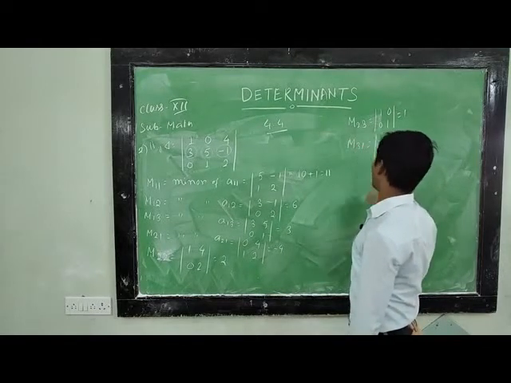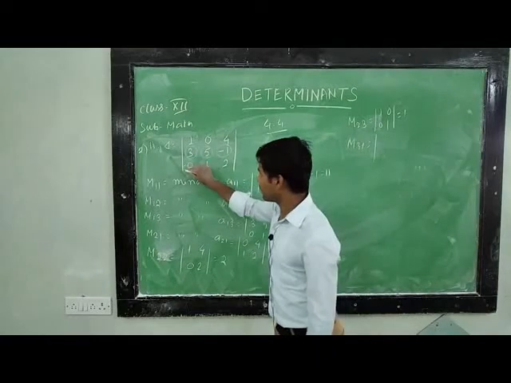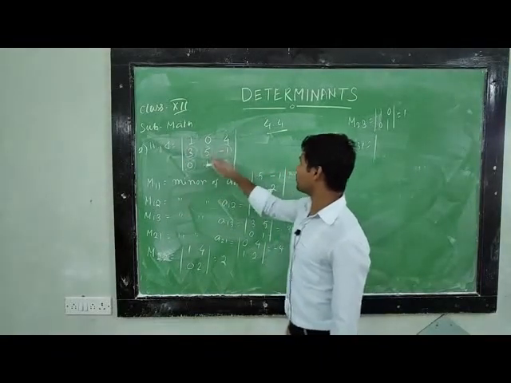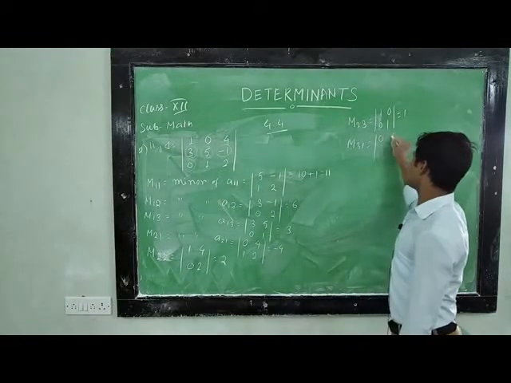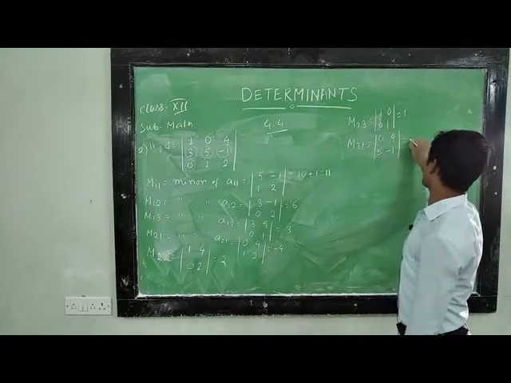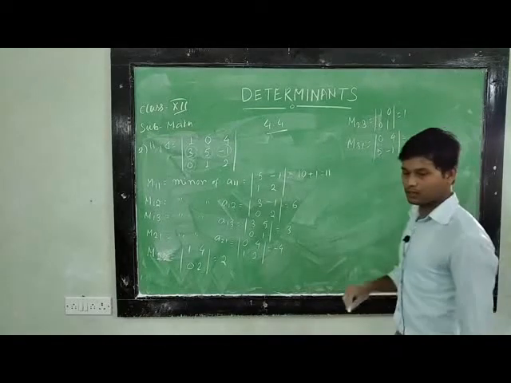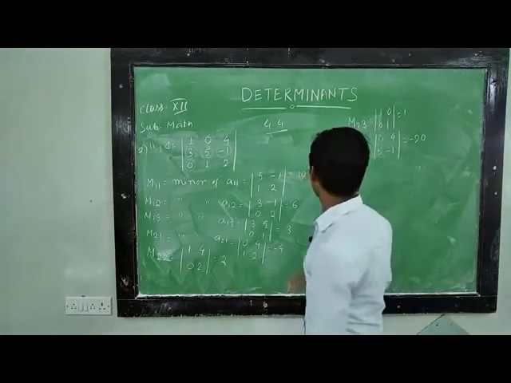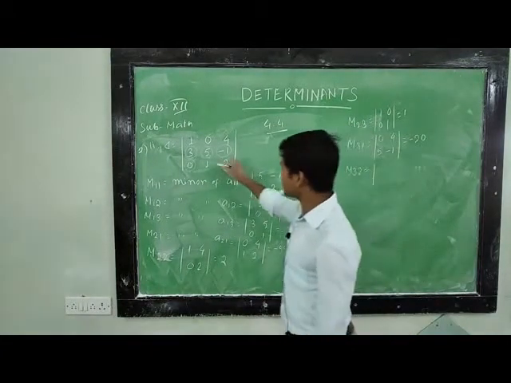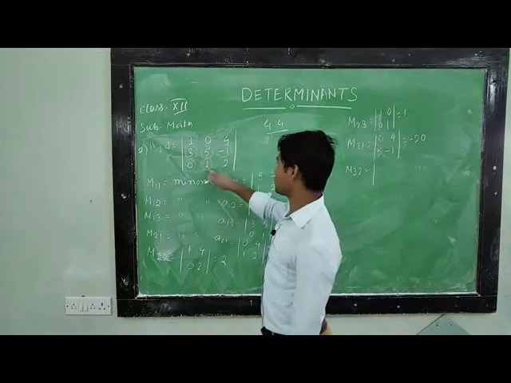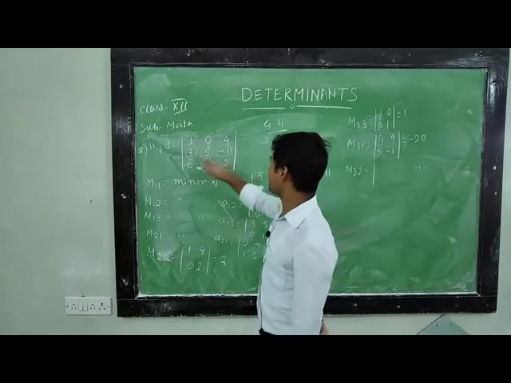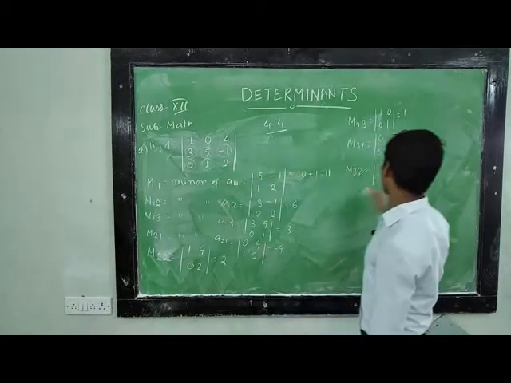M31. M31 means the minor corresponding to this element. So cover this row and this column. 0, 4, 5, minus 1, and that is equal to minus 20. And M32 means third row second column, corresponding to this element. So cover this row and this column. So it will be 1, 4, 3, minus 1.